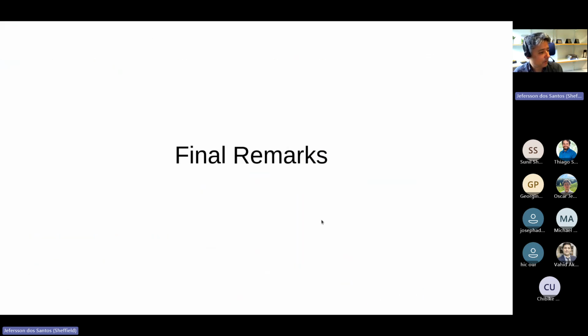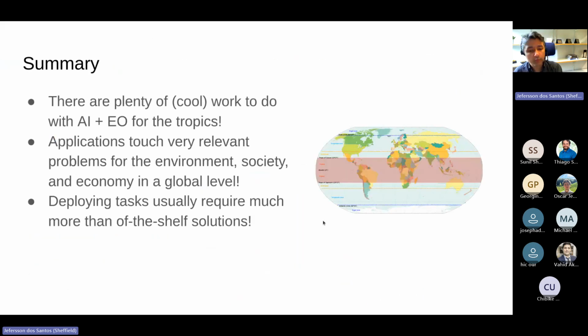It's another interesting project. And so I will conclude with a summary. There is plenty of cool work to do with artificial intelligence for Earth observation for the tropics. I tried to show you some of the work I'm doing in this direction. The applications motivate me very much because they are very relevant in terms of impact for environment, society, economy, not only for the UK or for specific countries, but at a global level.